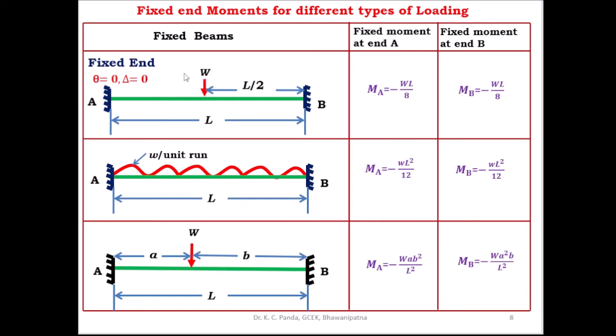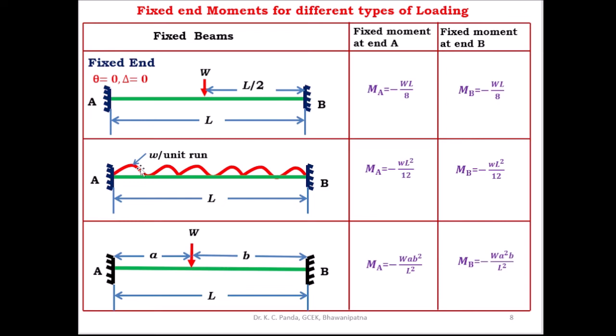In this case, the fixed end moment at end A is equal to minus WL by 8. Similarly, the fixed end moment at end B is equal to minus WL by 8. MA is equal to minus WL by 8 and MB is equal to minus WL by 8. And the slope and deflection at the end is 0.